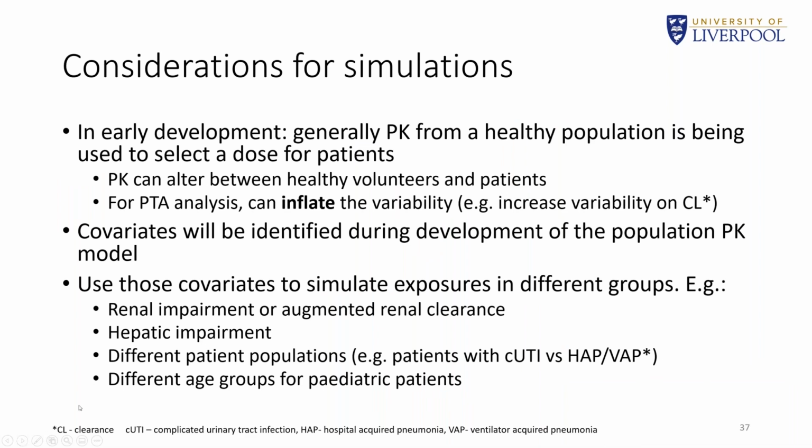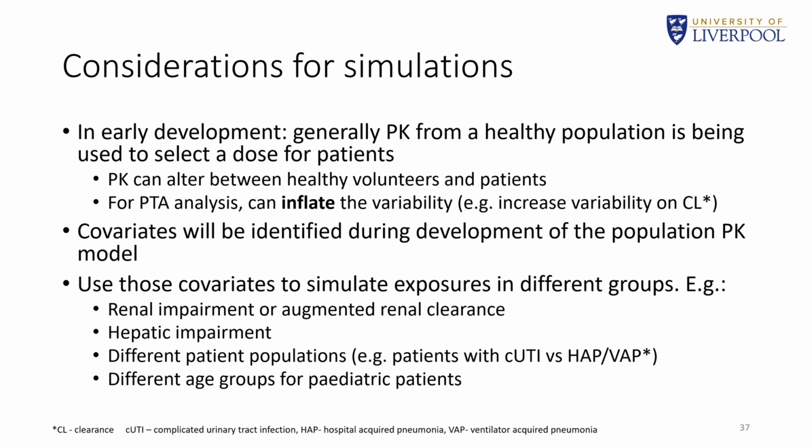So when we're considering these simulations, we need to think of a few things. In early development, as I've mentioned, generally our PK is coming from a healthy population, and we're using that healthy population to select a dose for patients. But as described, PK can alter quite drastically between patients and healthy volunteers. And certainly the severity of illness in the patient can have an impact. So what we can do when we're conducting our PTA analysis is inflate our variability so that we're not taking too conservative an understanding of dose through into phase 2 clinical trials.